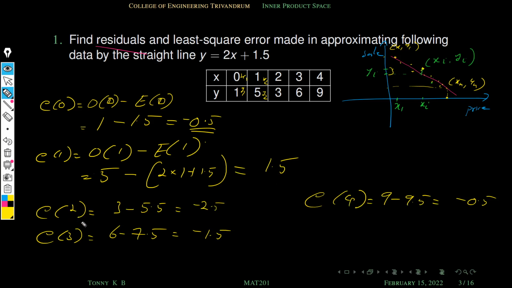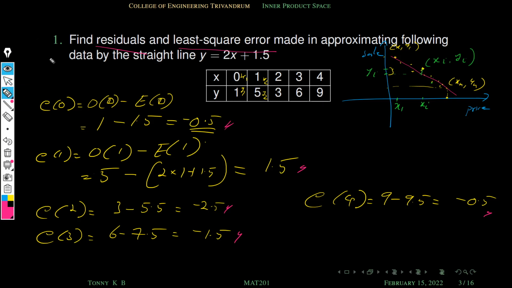Similarly, you can find E of 2, that is 3 minus 5.5. This is from the straight line, 2 into 2 plus 1.5, that is 5.5. And similarly, you can find E of 3 and E of 4. Now these are the residuals. Now we have 5 residuals. So now we are ready to find this least square error.